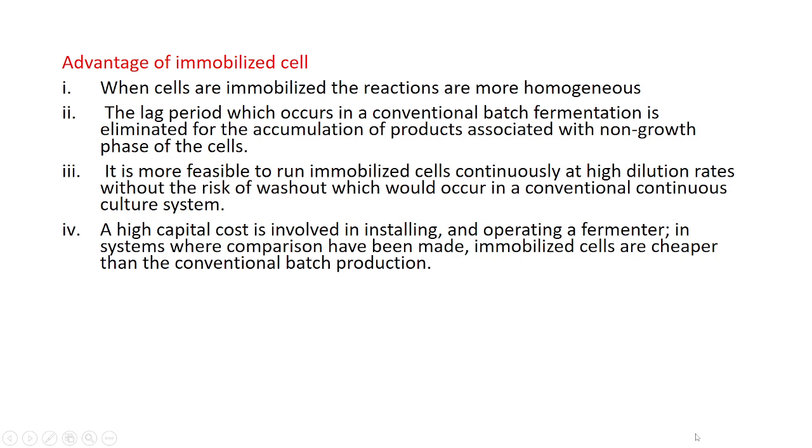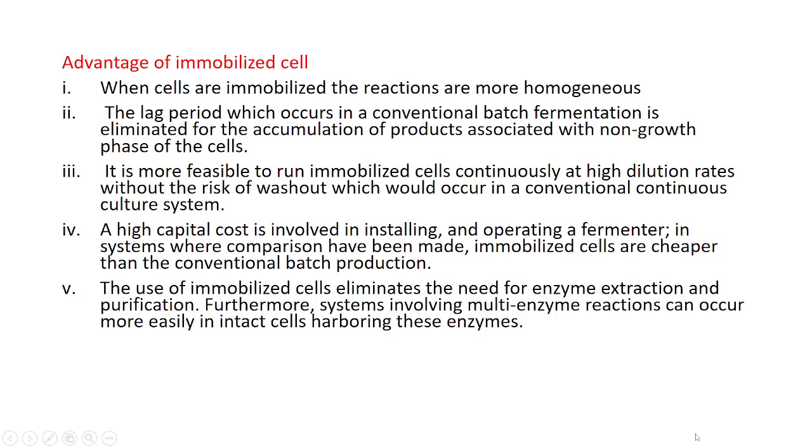Even though the initial cost of using immobilized cells is high, when you take everything into consideration, it can be cheaper than normal batch culture because you are saving time and you can reuse the cells. The initial capital cost will be high because you have to prepare your immobilized cells and grow the cells in a separate bioreactor.